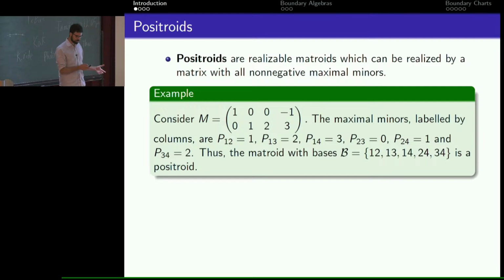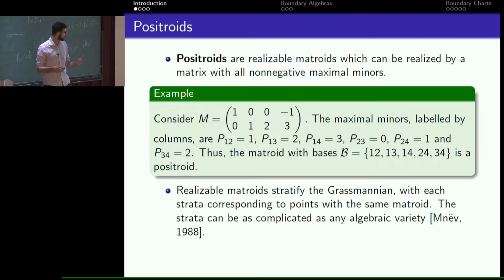And let me just give one thing that will justify why this may be a reasonable thing to do. There's a number which I hope to give a few more of throughout the talk. But realizable matroids give us a stratification of the Grassmannian. So every point in the Grassmannian, that is every k-plane in R^n, gives us a matroid. And if we look at all the points in the Grassmannian which give us the same matroid and call that a stratum, then these strata can be as complicated as any algebraic variety. They get arbitrarily bad. And this is a result of Mnev's universality theorem.